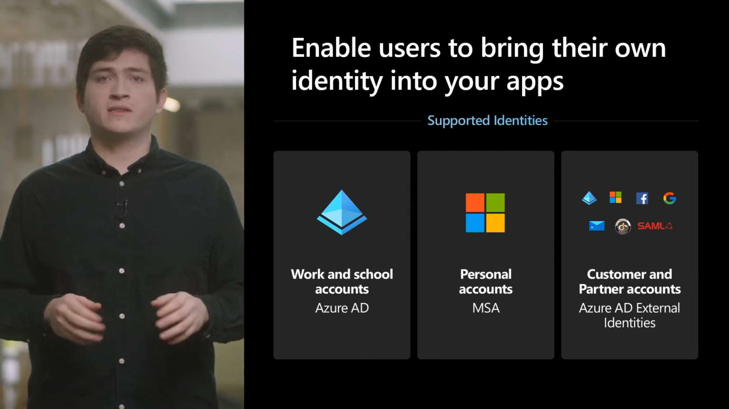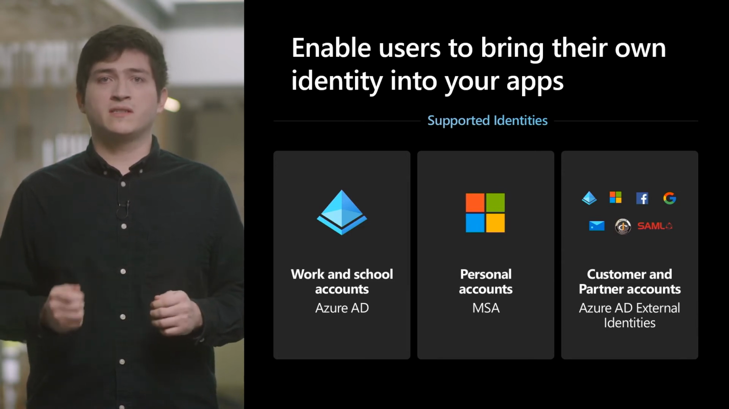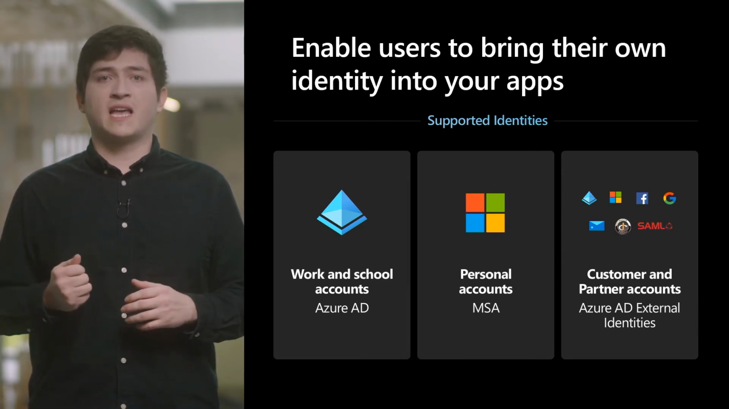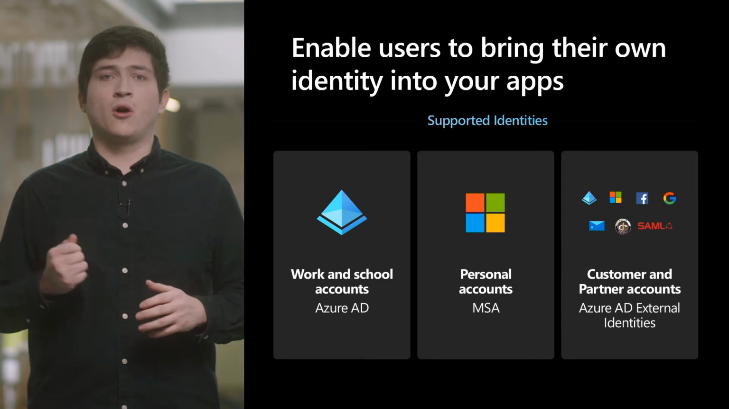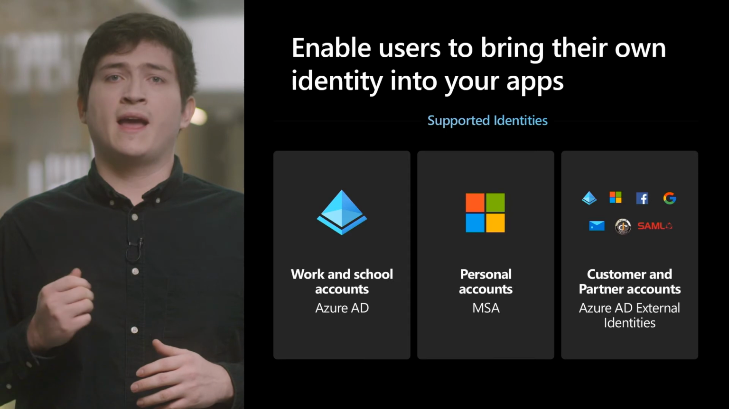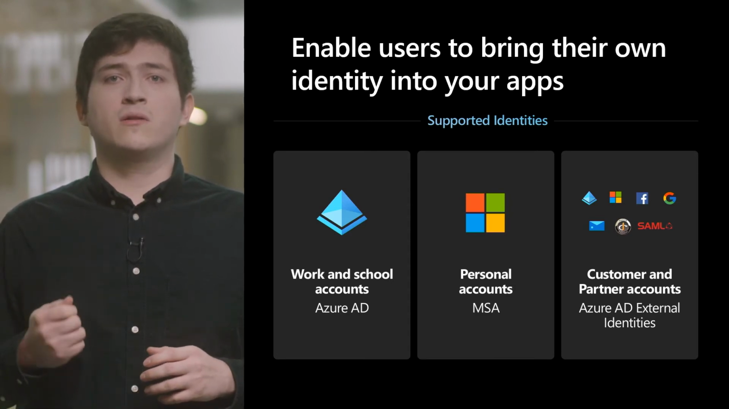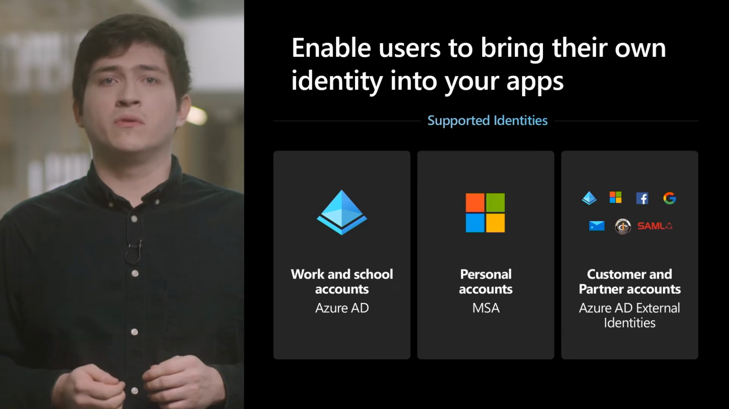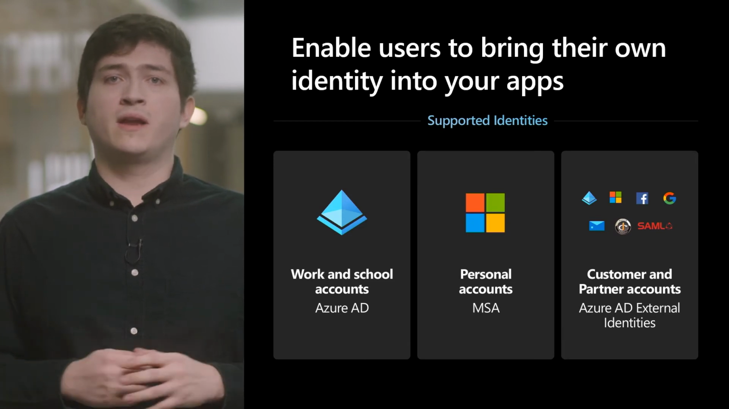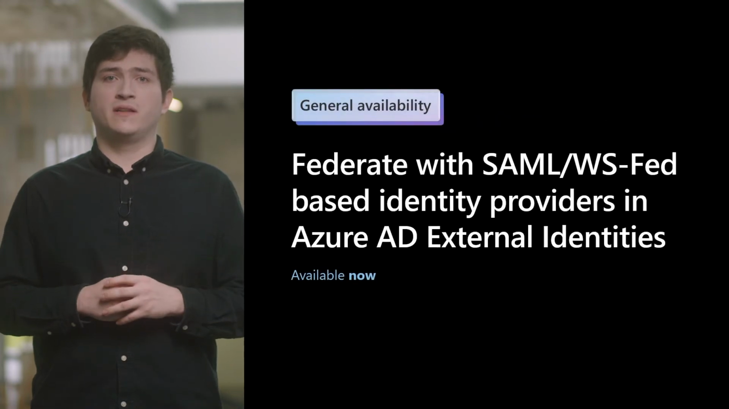They can all access your apps and resources using their identities from other Azure AD tenants, as well as standards-based identity providers like SAML and WSFed. They can also use social identity providers like Facebook and Google. Your customers can access your apps and resources using any existing identity they may have, including their accounts with Microsoft, Apple, Google, Facebook, or any OIDC-compliant identity provider. I am happy to announce the general availability of SAML 2.0 and WSFed-based identity providers for external collaborators.